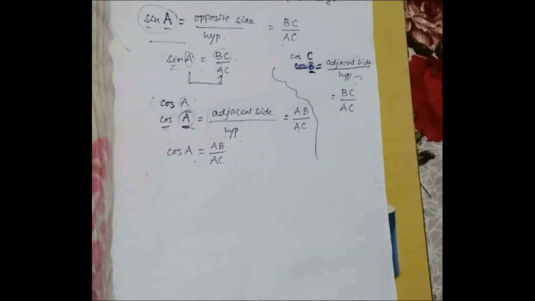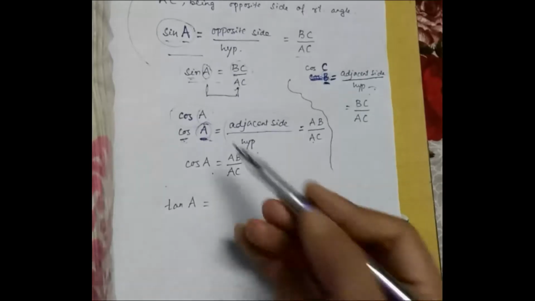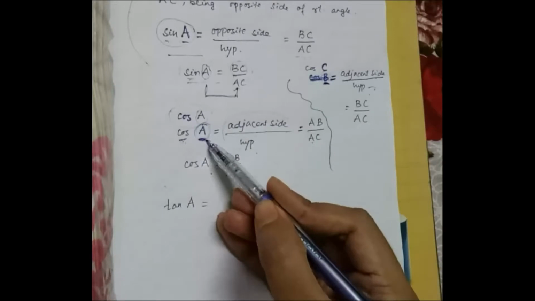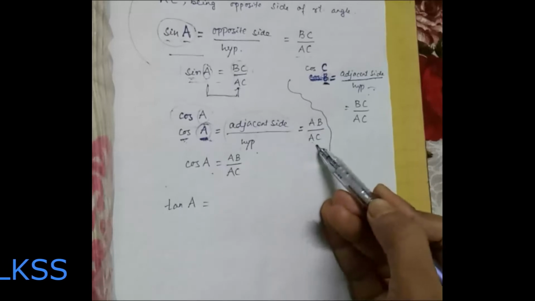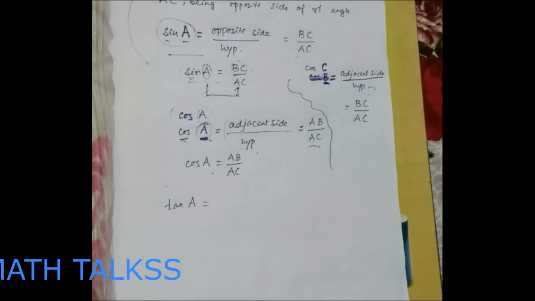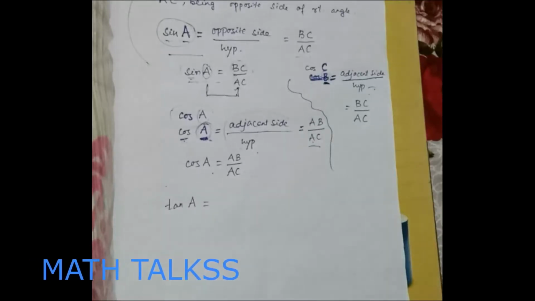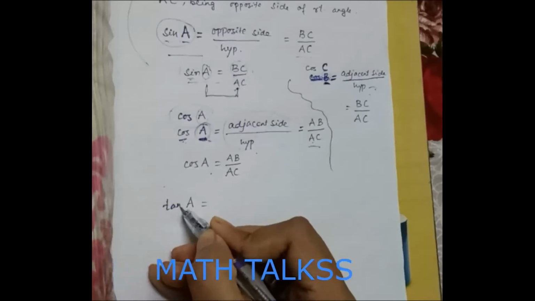Now we have got sine A and cos A. So it's time for tan A. I am again repeating that if the angle considered is different, the relationship between the angle and the ratio of the sides will change as per the angle considered. So now it is time for tan A.